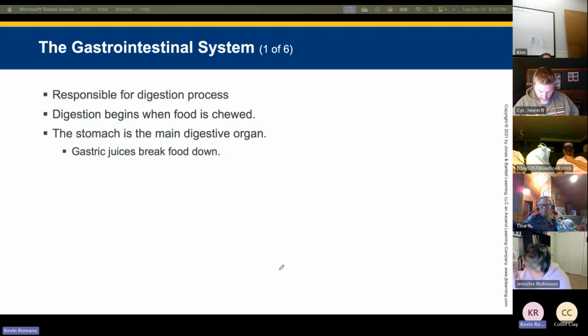So it's very important to understand where these are located, because as we do our assessments in the back of the ambulance or on scene, we're going to be palpating, trying to feel for the large intestines, small intestines, right? We're going to palpate in the area of the stomach. We're definitely going to palpate by the bladder as well, because of the potential urinary retention.